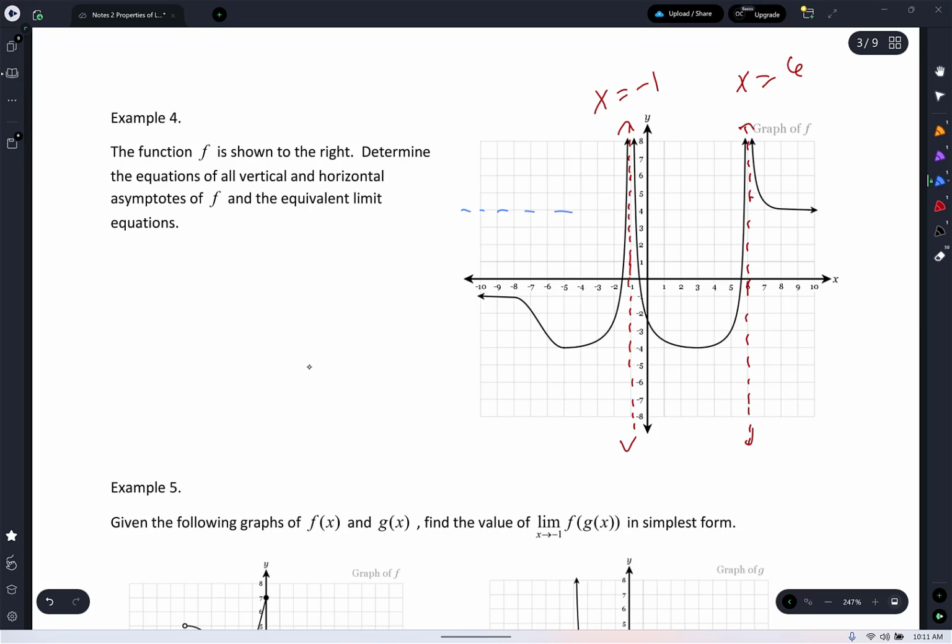Horizontal asymptotes. I see another one. This is my first one: y equals 4. And I see another one right here. Horizontal asymptotes are end behavior. y equals -1. Horizontal asymptotes, guys, are what you approach as x approaches infinity and negative infinity. Are we okay so far? Nothing crazy, right? All right, so how do I do my horizontal asymptotes? Horizontal asymptotes are end behaviors.